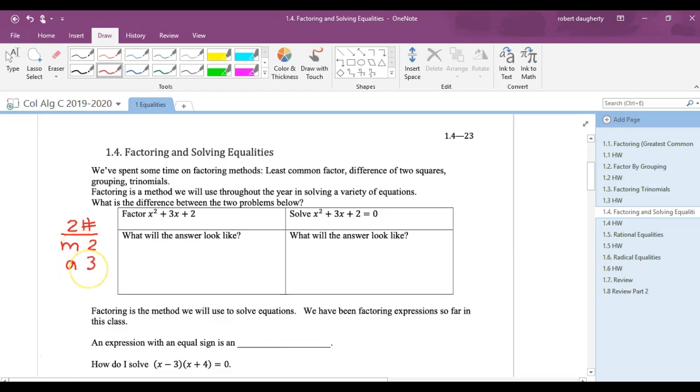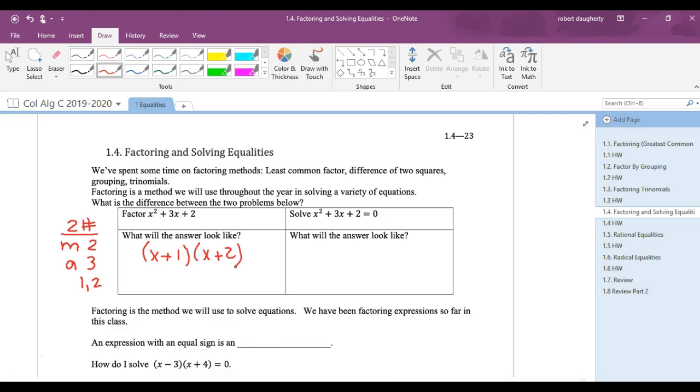I like the way you do the add first and the multiply second. It's just like no big deal. So multiply to 2, add to 3. What numbers do that? 1 and 2. Pretty easy. My answer is what? X plus 1, X plus 2. That's what the answer looks like when the problem says factor, okay?